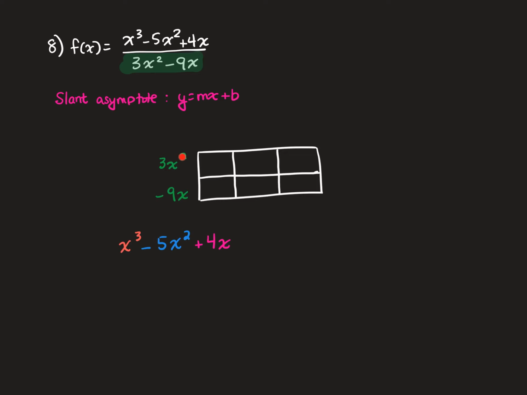And then I would make sure of the same thing here. So I have 3x squared. The next exponent I would expect to see would be 1. I have that, so I'm good. Again, the constant term isn't always necessary. So now I start the process.